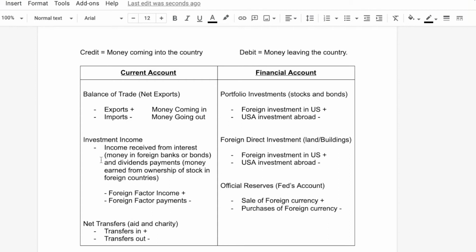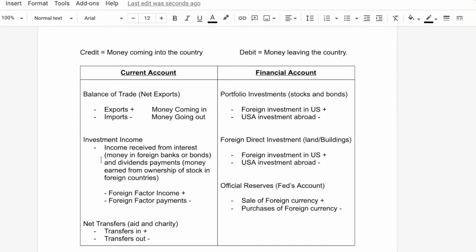And if they happen to buy foreign currency, to aid in foreign exchange and buying between two countries, importing and exporting, if they were to purchase foreign currency, then that would be a debit in our financial account.